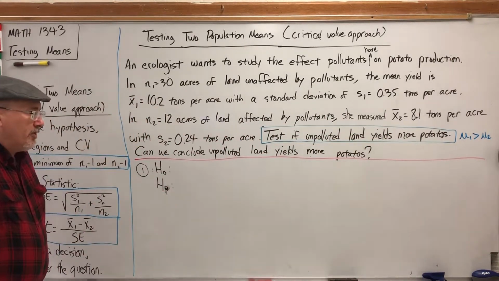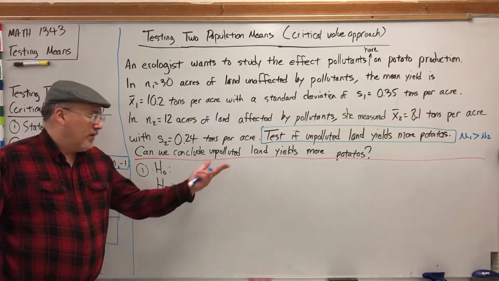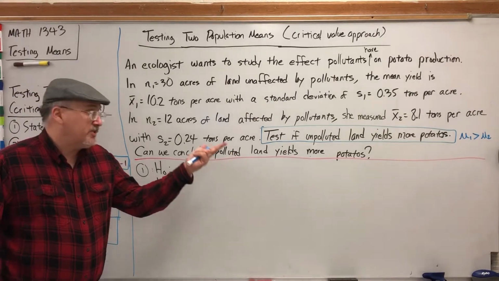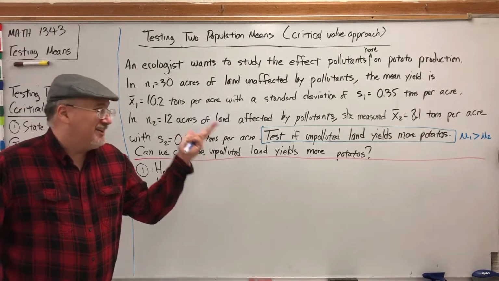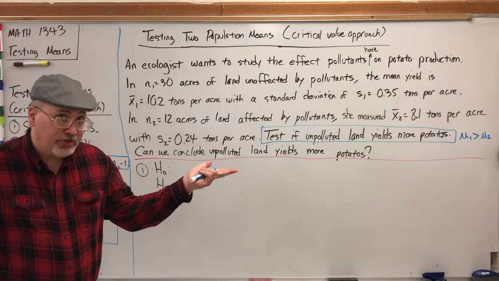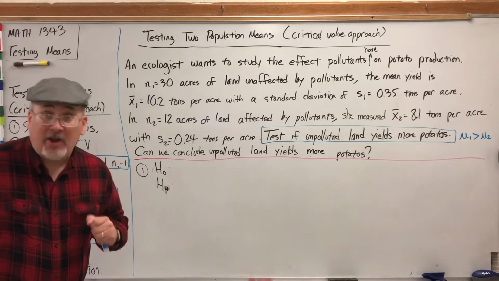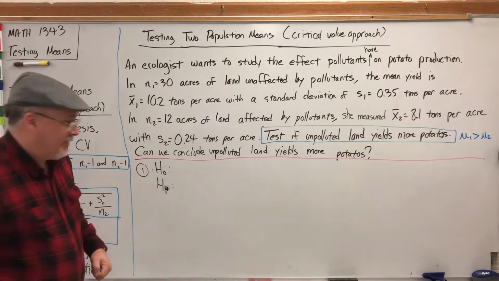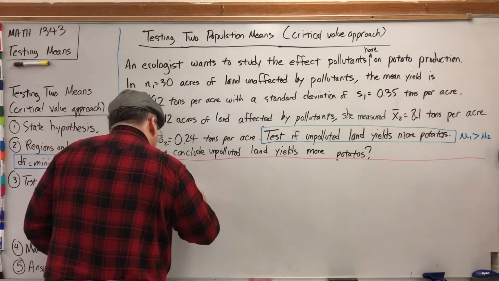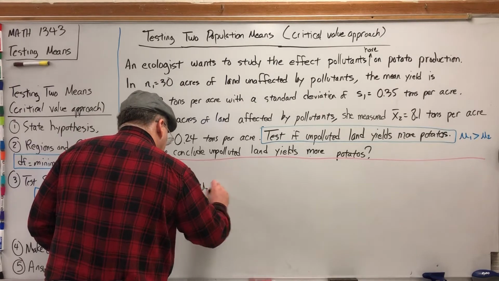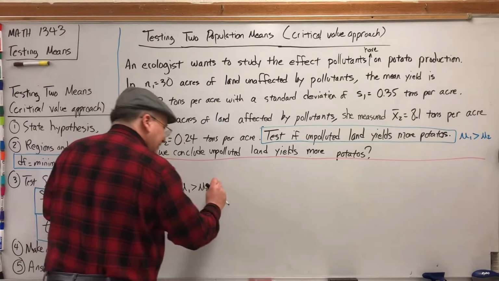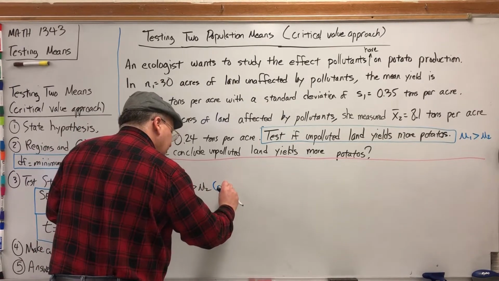Is that the null or the alternative? Well, it doesn't permit equality because it says more. If it said at least, then it would have been greater than or equal to. But when it says more, that is strictly greater than, does not permit equality. That is the alternative hypothesis. Mu1 is greater than mu2. And right away, we can go ahead and state that this is going to be a right-tailed test because it says greater than.